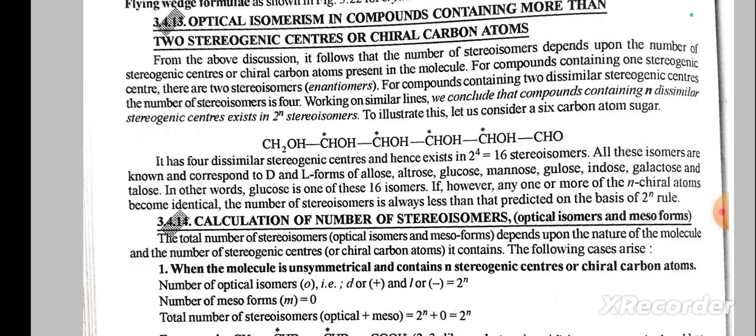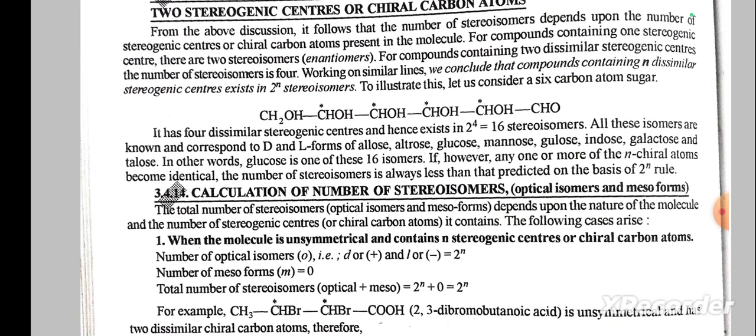From the above discussion, it follows that the number of stereoisomers depends upon the number of stereogenic centers or chiral carbon atoms present in the molecule. For a compound containing one stereogenic center, there are two stereoisomers. For a compound containing two dissimilar stereocenters, the number of stereoisomers is 4. Working along similar lines, we consider that a compound containing n dissimilar stereogenic centers exhibits 2^n stereoisomers. To illustrate this, let us consider a six-carbon atom sugar.